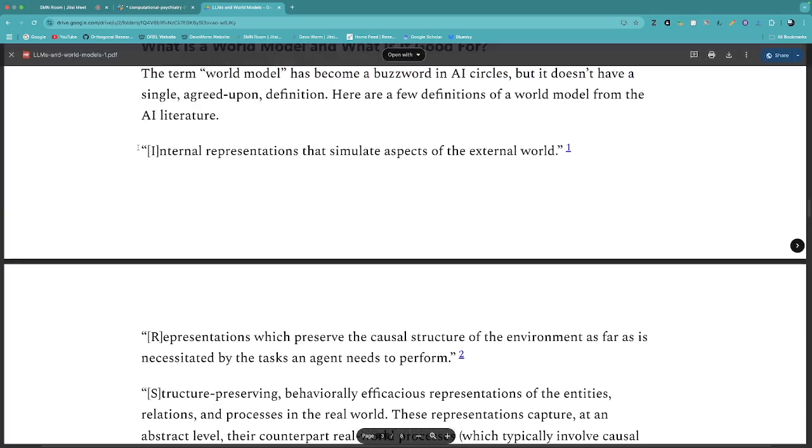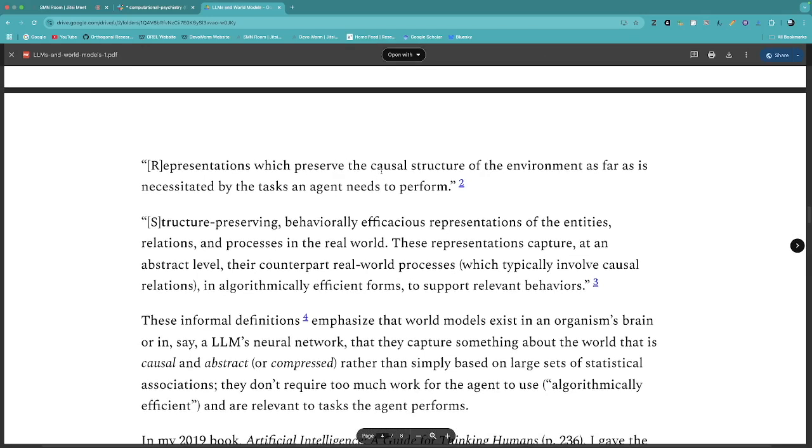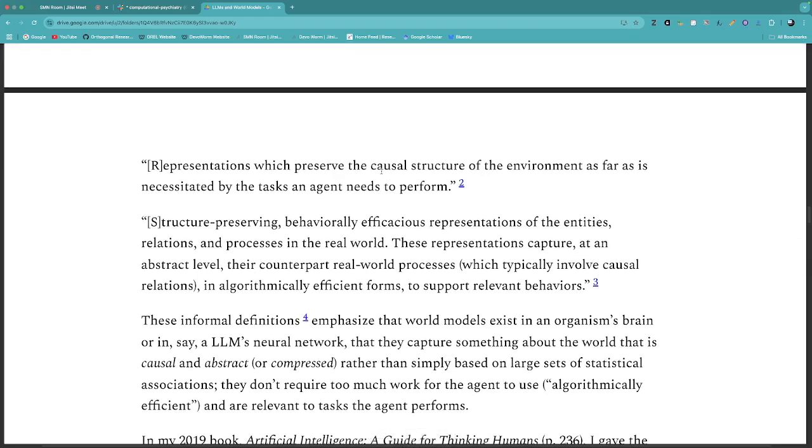So one definition of a world model is internal representations that simulate aspects of the external world. Another definition is representations which preserve the causal structure of the environment as far as is necessitated by the tasks an agent needs to perform.